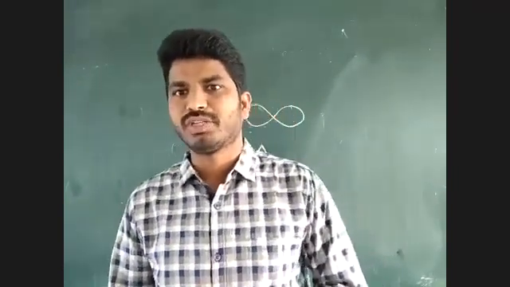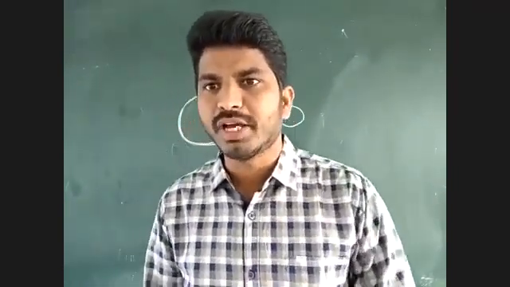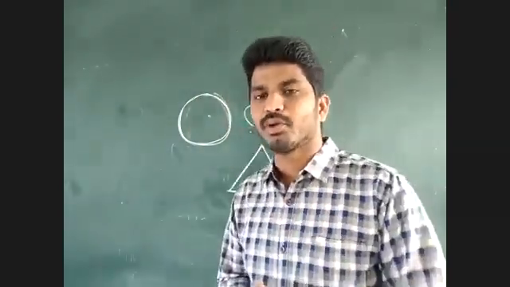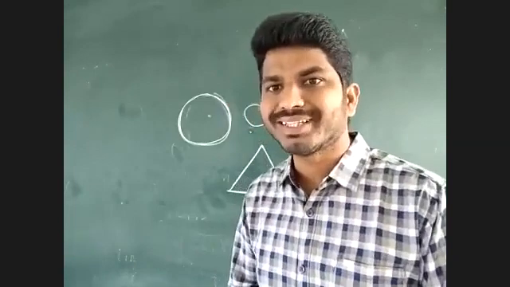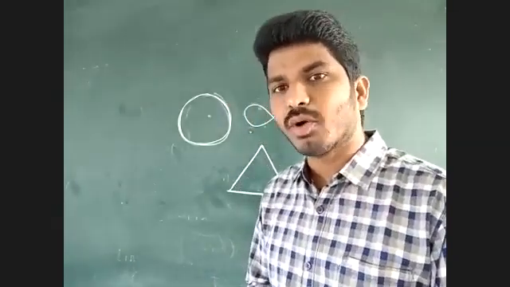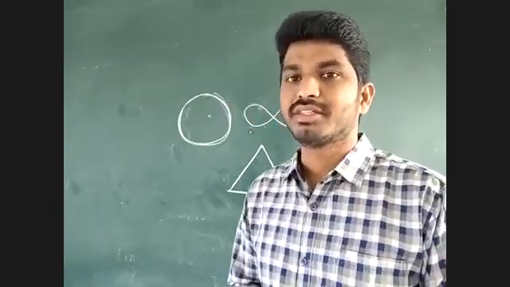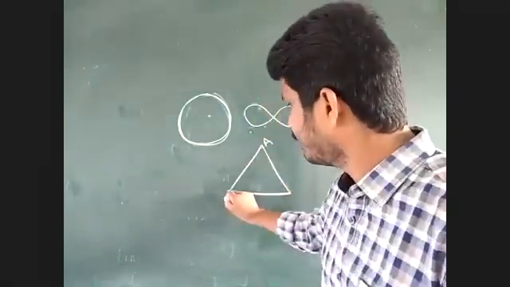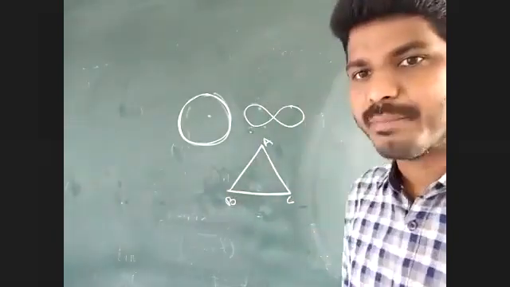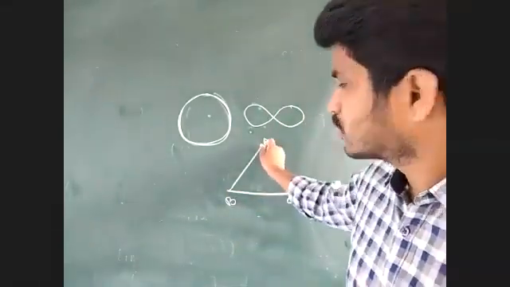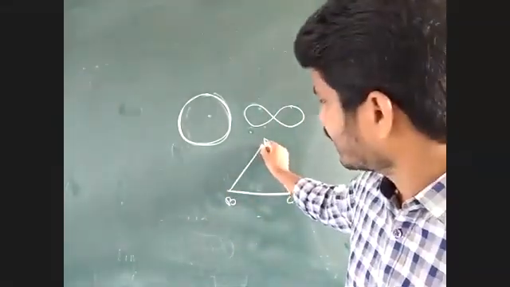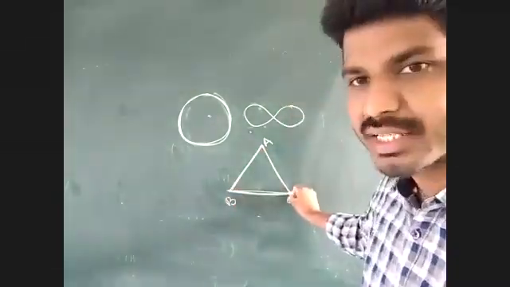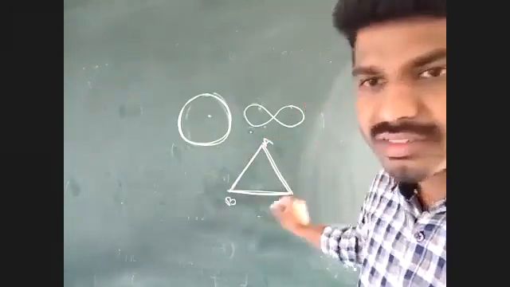A simple closed figure bounded by 3 line segments is called a triangle. So this is A, B, C. ABC is the triangle. So how many line segments are there? AB is one line segment, BC is the second line segment, AC is the third line segment.